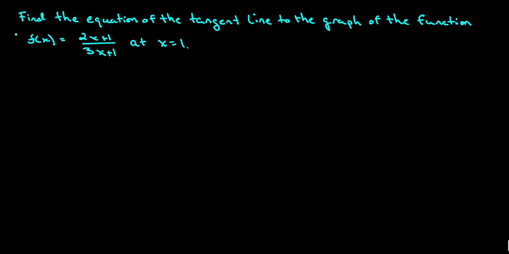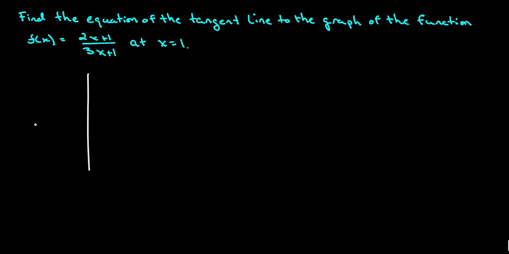For example 1 part B, we're asked to find the equation of the tangent line to the graph of the function f of x is equal to (2x + 1) over (3x + 1) at x equals 1. So what I'm going to do is graph out roughly what that function looks like, because I can. This isn't that hard to do.